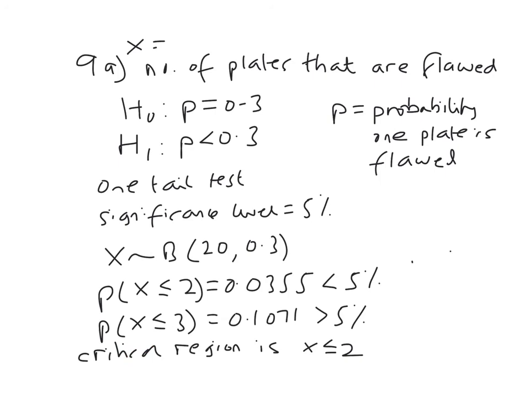Then the actual significance level at that point is simply the probability we've got, which is 0.0355. And then in a new sample, only one plate has flaws. If there's evidence that the process has improved, because 1 is in the critical region, there is evidence to support the claim.